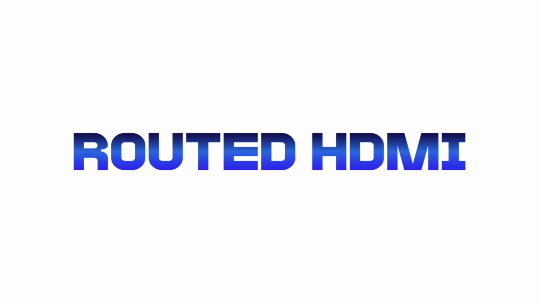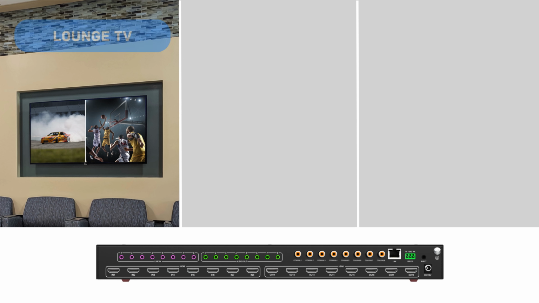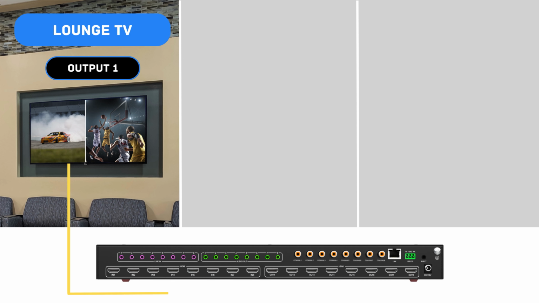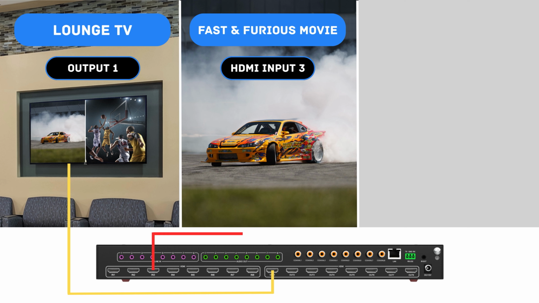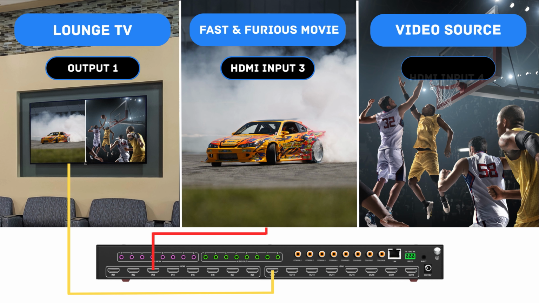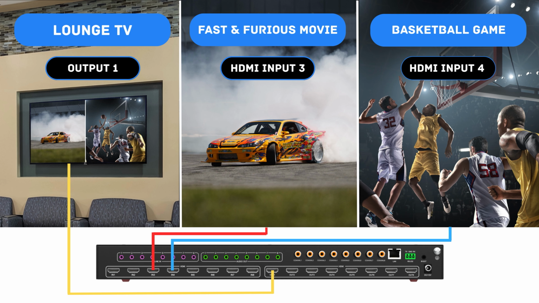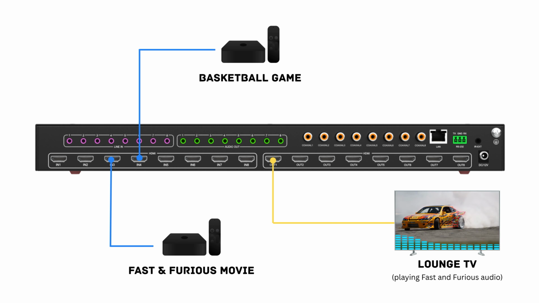Let's say that you want to set up the 8x8 matrix to do traditional audio video routing. The routed HDMI, which is set by default, is what we're looking for. Let's say that we still have our output 1 as lounge TV, and we want to change our input 3, which is the Fast and Furious movie, and swap to input 4, which is a basketball game, and we want both audio and video to change simultaneously, right?